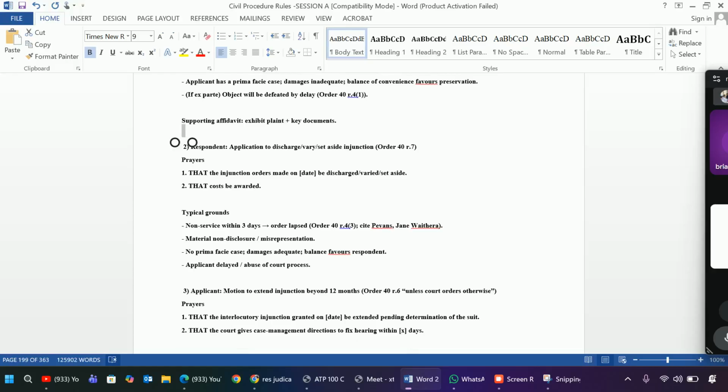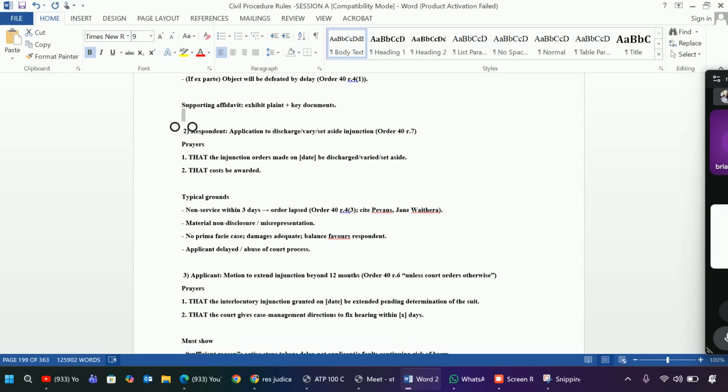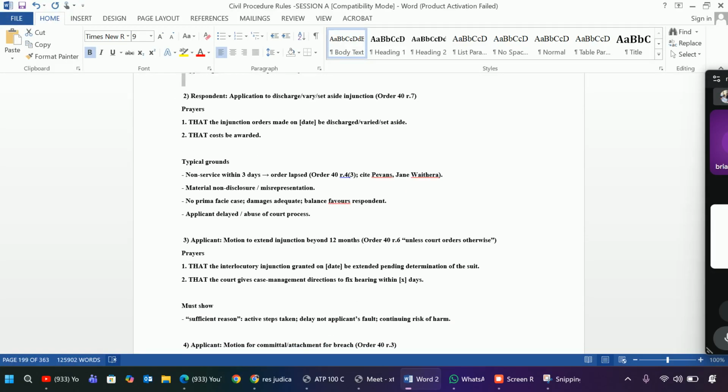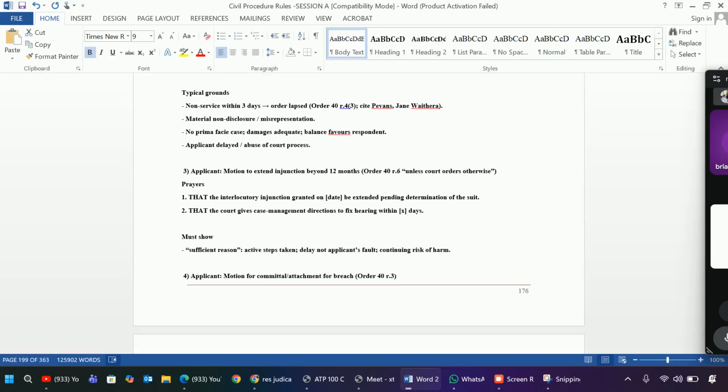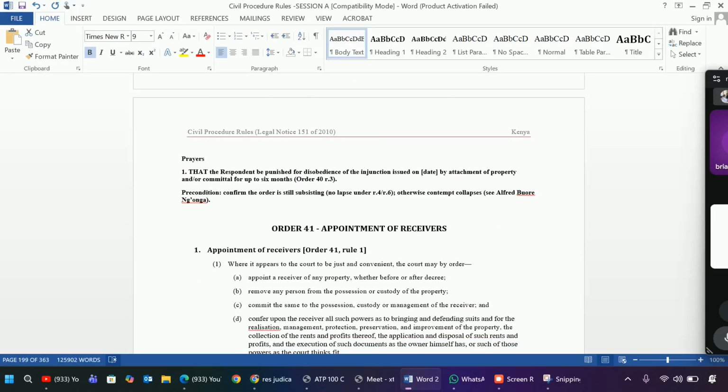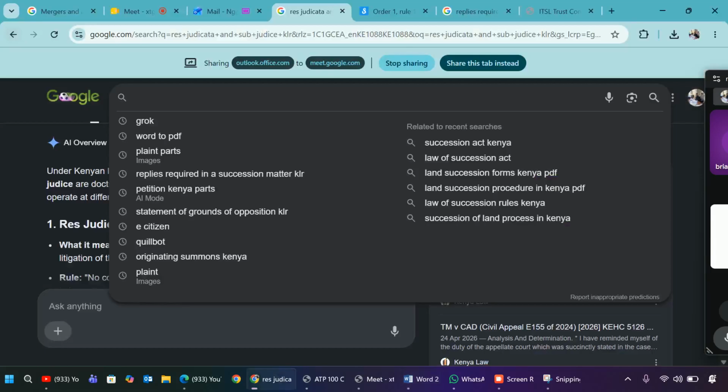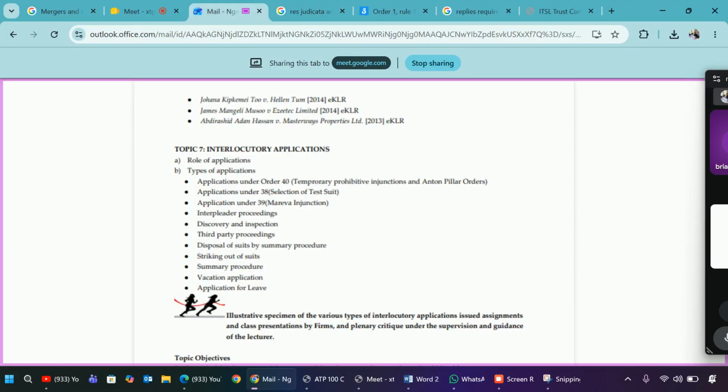Okay? Then you do a supporting affidavit reiterating the grounds that we said the examiner will look at. And that will have answered the general applications under Order 40.